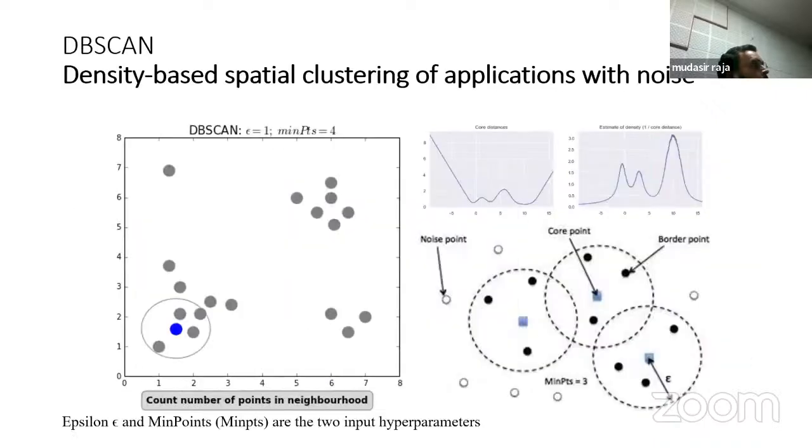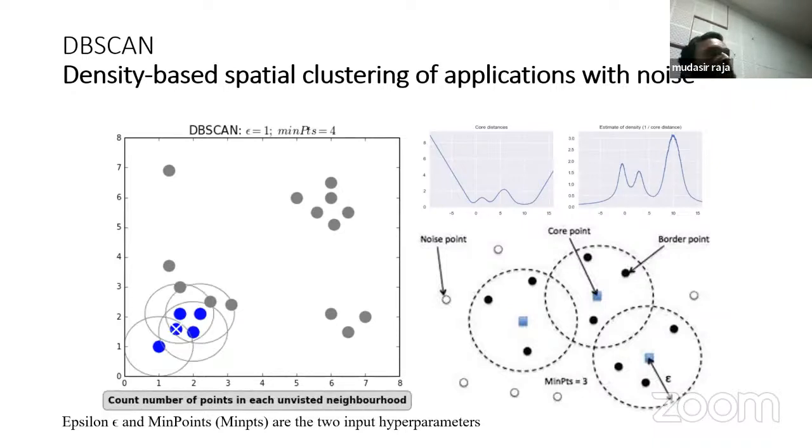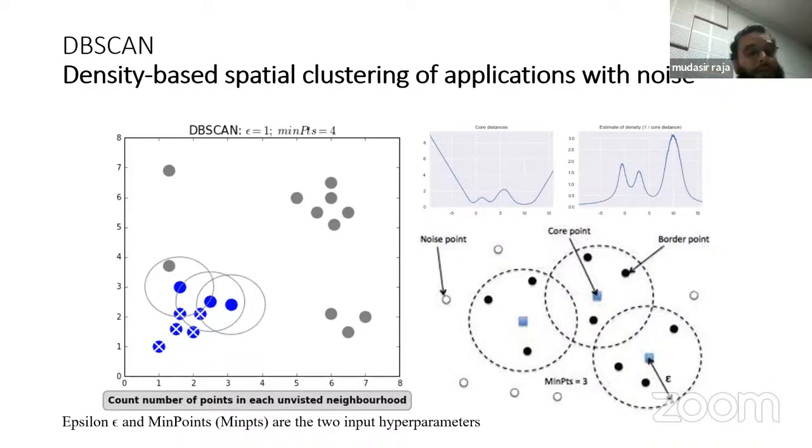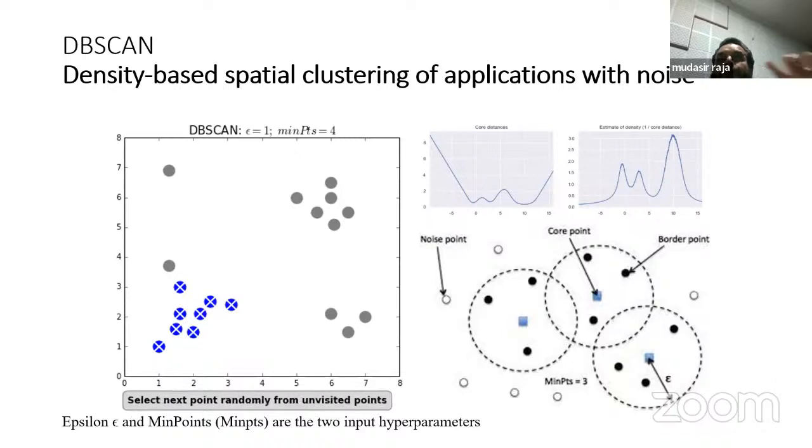In the case of DBSCAN, there are two important parameters. One is epsilon and the second one is minimum points. Epsilon is kind of a radius and minimum points is the number of points you want to have in a cluster. For example, if the minimum points is 4 and there are 4 points around a point, then we can say these are the members, and that point is the core point. A core point is a point around which we have at least the minimum number of points.